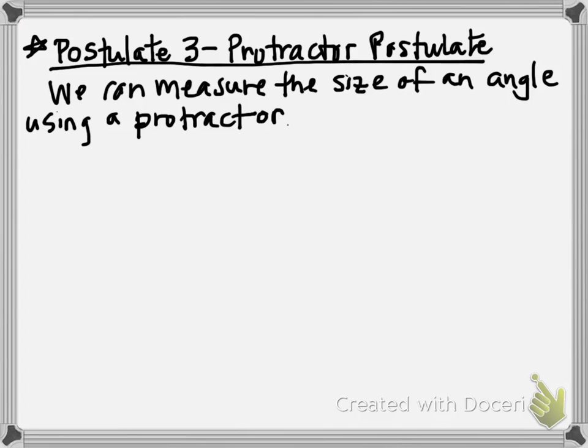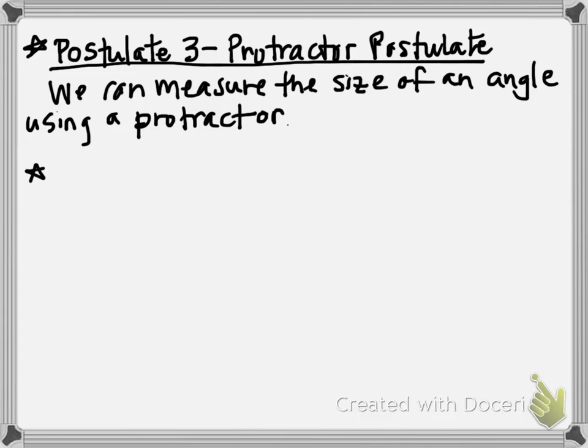This one is used rarely in our proofs, but it would be anytime you're dealing with the size of an angle, they bring into the proof the size of an angle, then you would be using the protractor postulate. Just like if they're talking about the length of something in a proof, that's the ruler postulate. So we will give you some examples down the line of using these postulates in proofs.